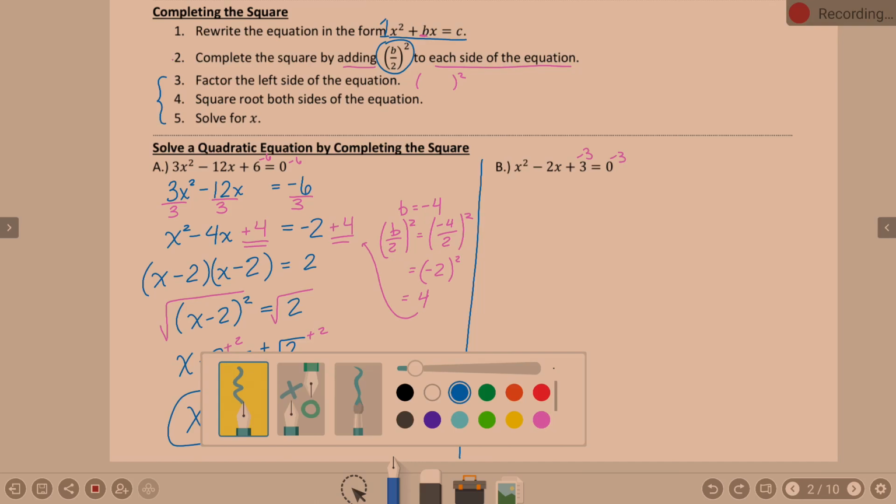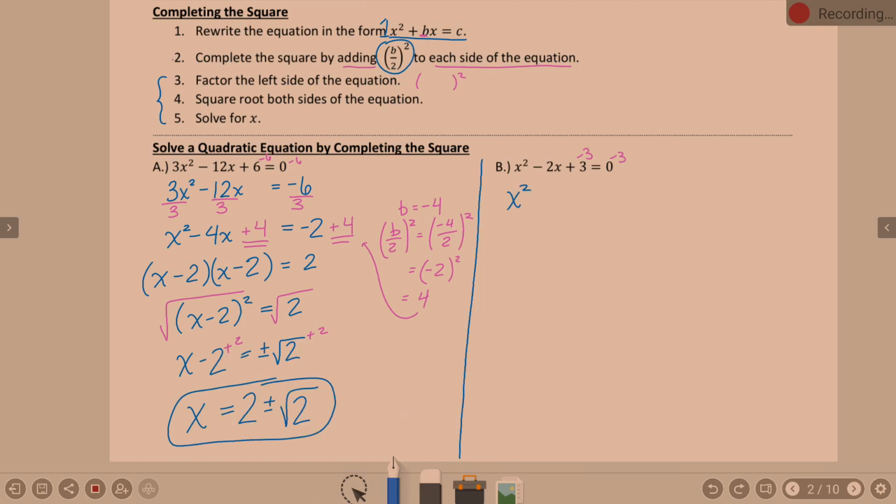And so now I have x squared minus 2x equals what? Negative 3. Again, just rewrite the line if you need to. Okay. Have I completed step 1? Am I in the form x squared plus bx equals c? Yeah. This time, it's already a 1x squared, isn't it? So am I good? We're good this time. Okay, so step 1, done.